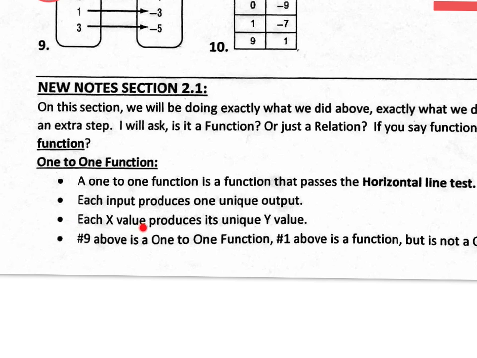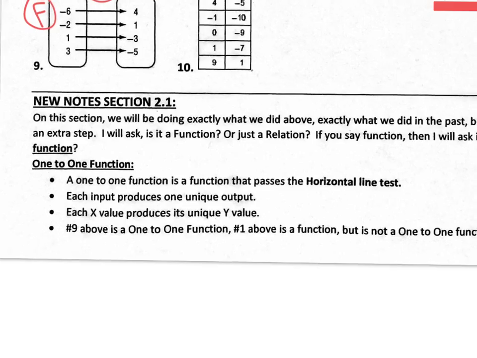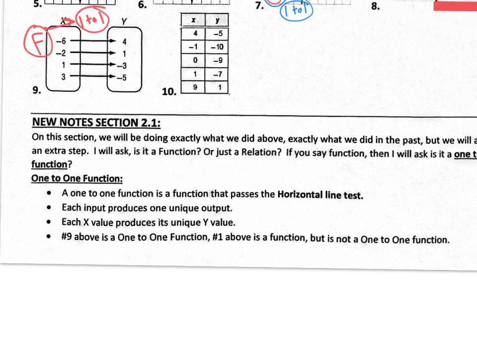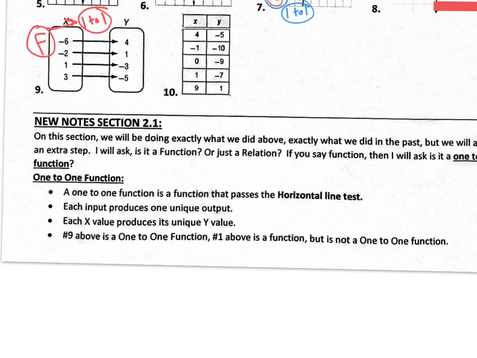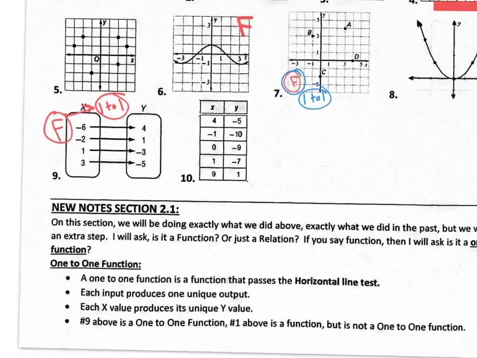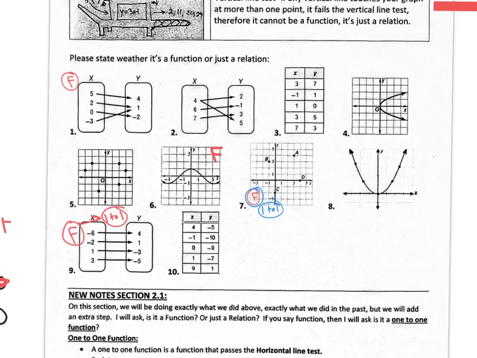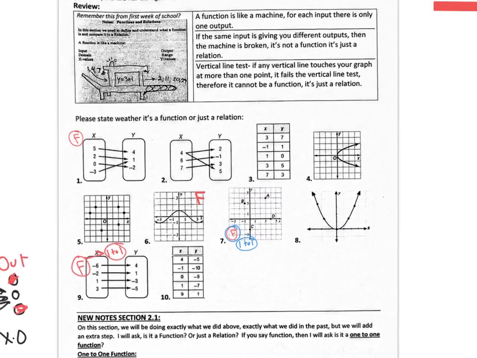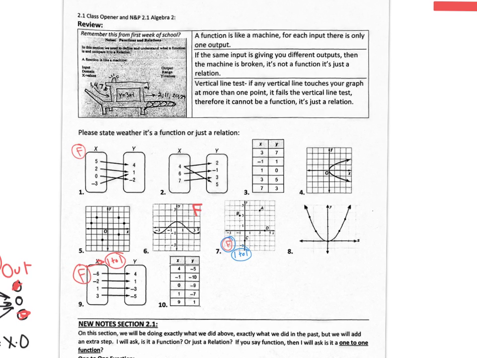What else? Each x value produces its unique y value. It's the same thing as above. Instead of input and output, it's using x and y. And it also gives you these examples. Number 9 above is a one-to-one function. Number 1 above is a function, but it is not a one-to-one function. So I hope this helps on reviewing functions and relations. The only added step is that if you have a function, you have to state whether it's a one-to-one function or not.